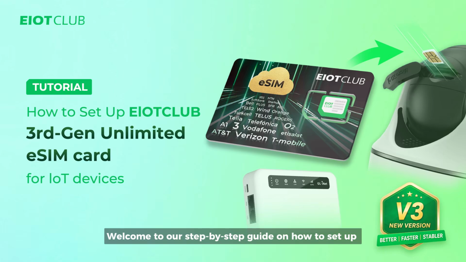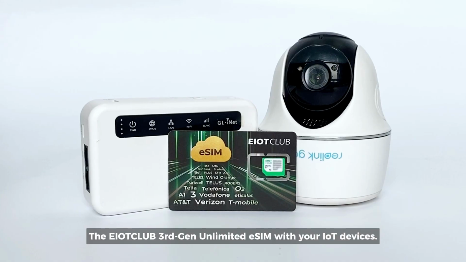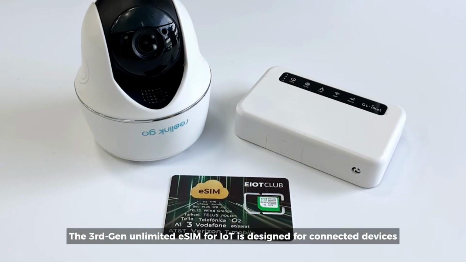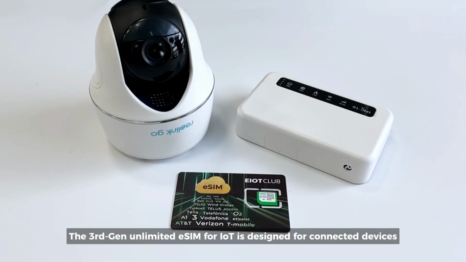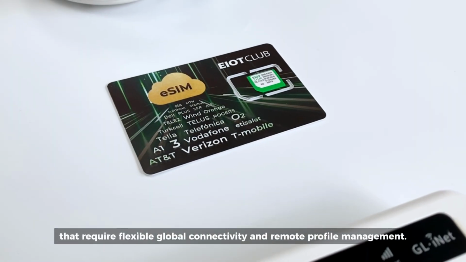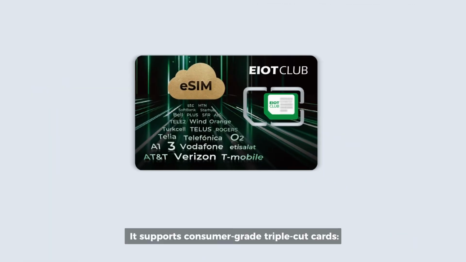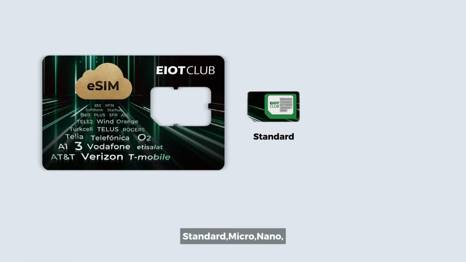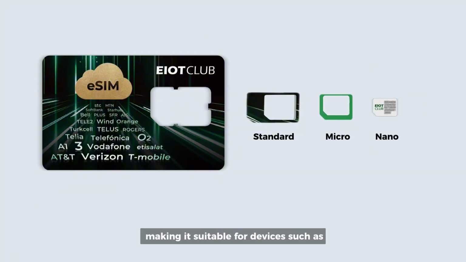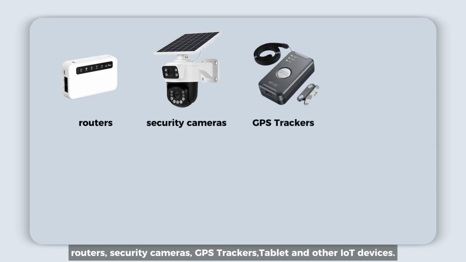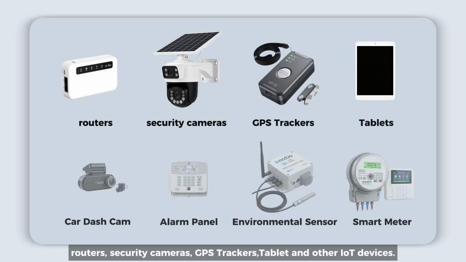Welcome to our step-by-step guide on how to set up the EIOTCLUB 3rd Generation Unlimited eSIM with your IoT devices. The 3rd Gen Unlimited eSIM for IoT is designed for connected devices that require flexible global connectivity and remote profile management. It supports consumer-grade triple-cut cards, standard, micro, nano, making it suitable for devices such as routers, security cameras, GPS trackers, tablets, and other IoT devices.